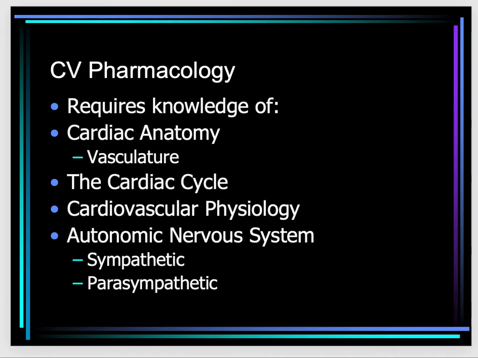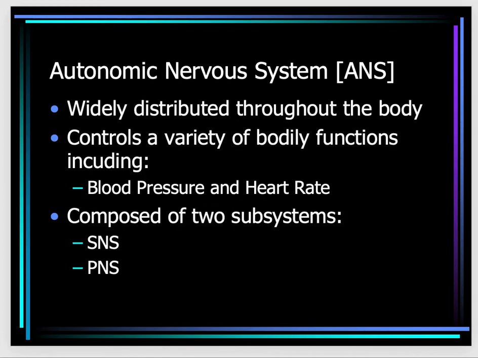When you're looking at pharmacology, I want you to be able to understand the basics of the cardiovascular system, right? So the cardiac cycle, cardiovascular physiology, the autonomic nervous system, because that is what the chemical is going to be primarily interacting with, right? Sympathetic or parasympathetic system is usually what we're seeing.